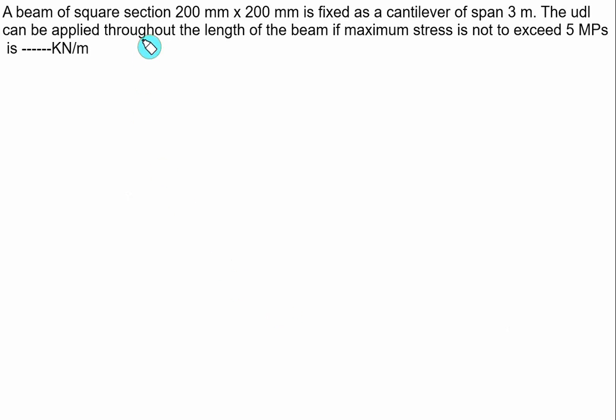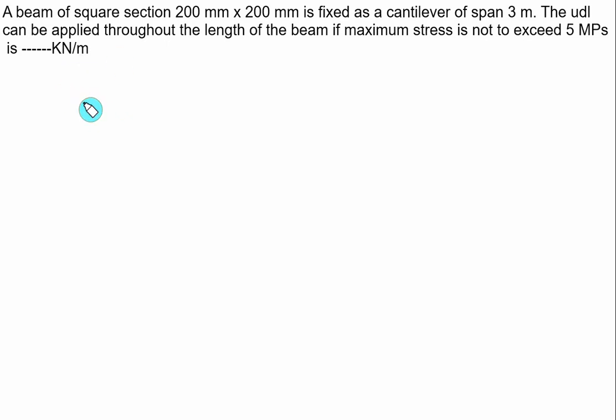A beam of a square section 200 mm by 200 mm is fixed as a cantilever of a span equal to 3 meter. The UDL is applied throughout the length of the beam. If the maximum stress is not to exceed 5 megapascal, then you have to calculate the value of UDL. Express your answer in kilonewton per meter.